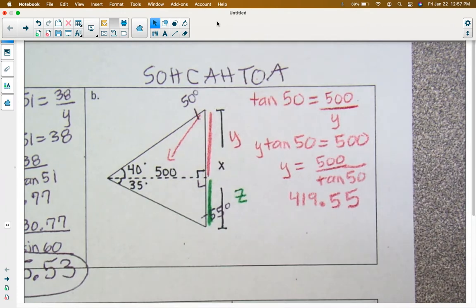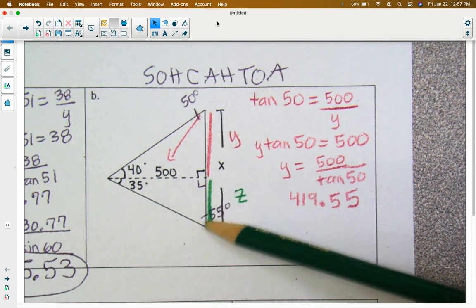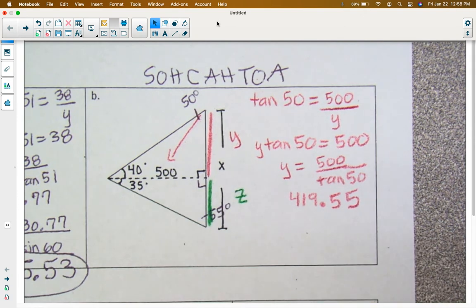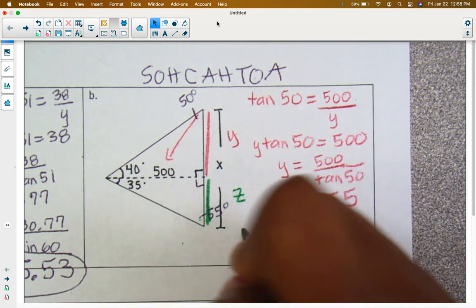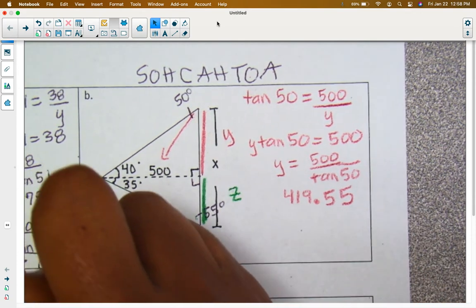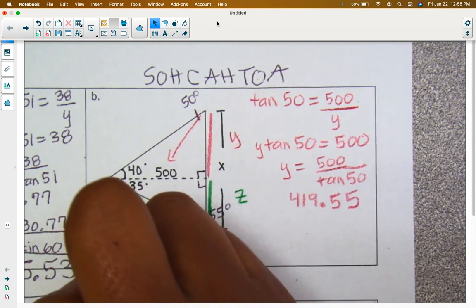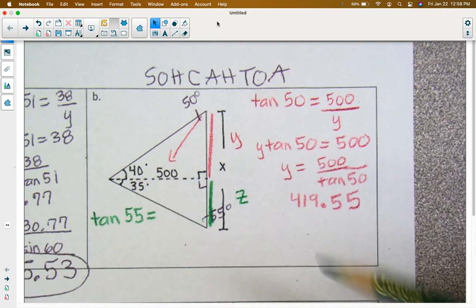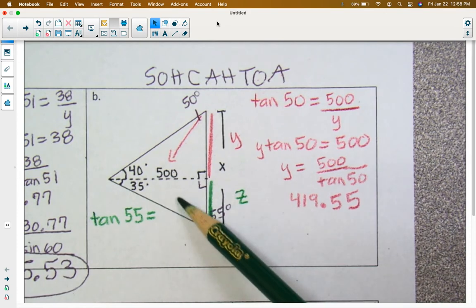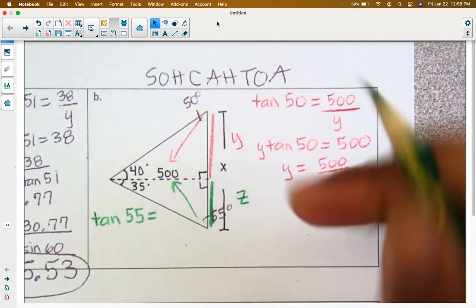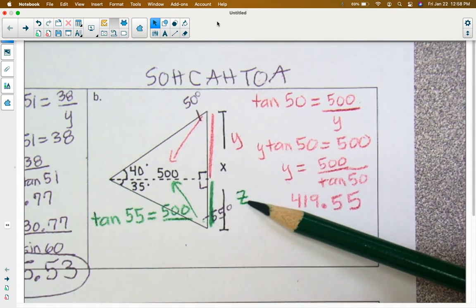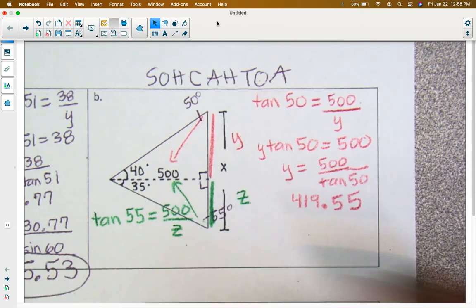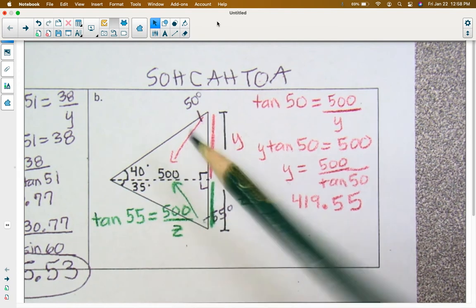Now let's go through, use a similar process to find this missing length here. Then I can add both of those together. So let's see what I can do over here. Say I use this missing angle here. That's 55 degrees. It looks like, again, I could do a tangent. So I'm going to set up a tangent. So the tangent of 55 is going to be equal to my opposite side. This is 55. Go directly across. That's my opposite. So that's 500 divided by my adjacent side, which is z. So tangent is opposite over adjacent.